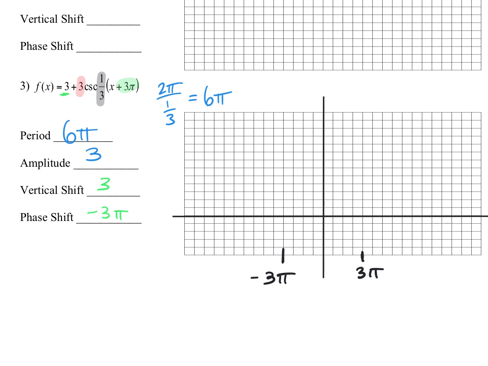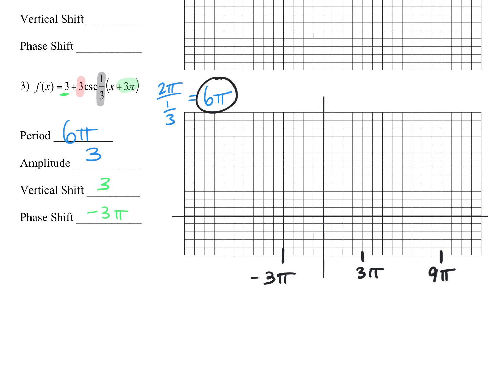Now I'm going to set up my vertical component here. You know what? Let's include a second period. Let's do 1, 2, 3, 4, 5, 6, 7, another 8 units here. That'll be 9 pi. I know that's 9 pi because our period is still 6 pi, 3 plus 6. Hey, we got it. It's 9.